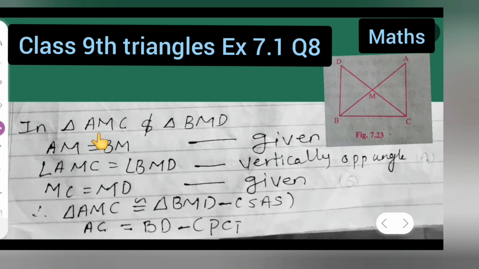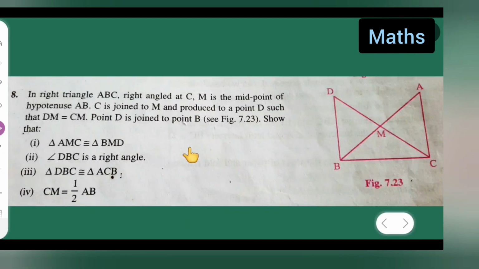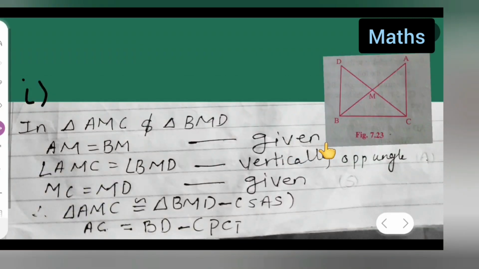So write down, in triangle AMC and triangle BMD, this is your first part. AM is equal to BM. Write down AM is equal to BM. It is given, right? So the reason for this will be given.